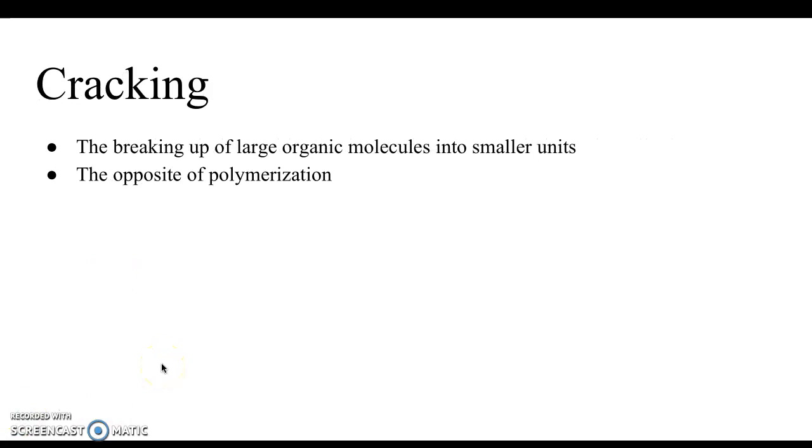And lastly, cracking. Cracking is the breaking up of large molecules into smaller units. This is the opposite of polymerization. So basically you're taking a very large molecule and breaking it into smaller pieces, or you're taking a polymer and breaking it into monomers, and that process is called cracking.